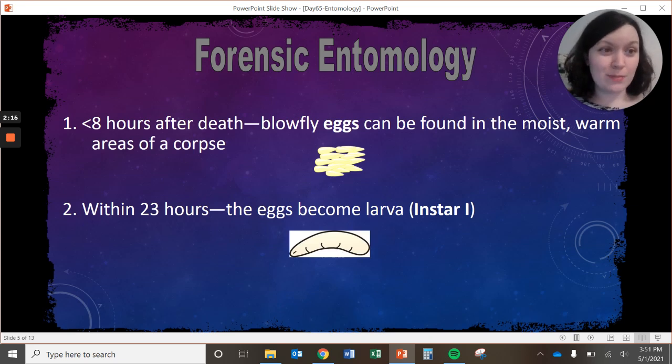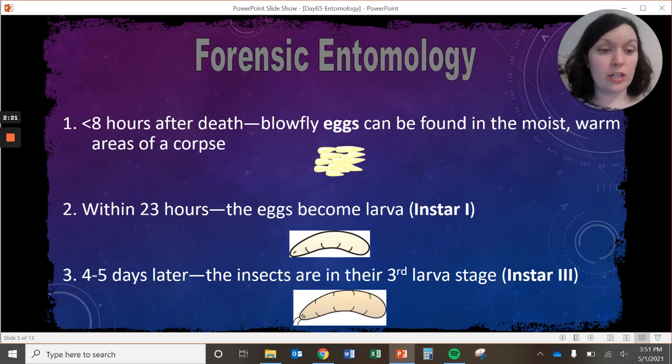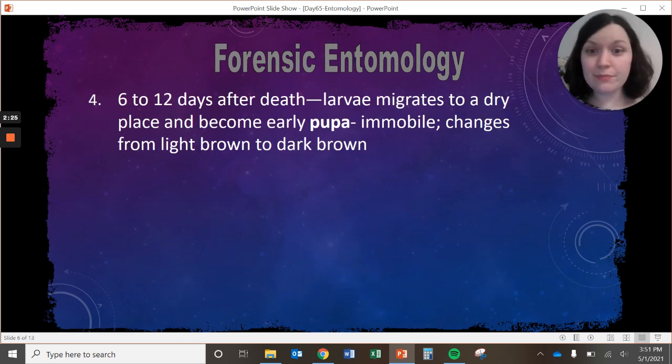They look more worm-like. And then 4 to 5 days later, the insects are in their 3rd larval stage, which is instar 3. And they're larger because they've been eating.